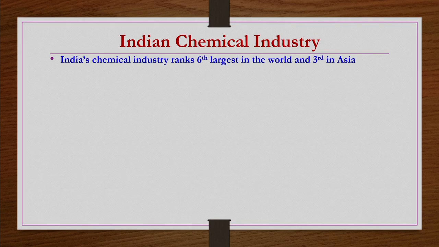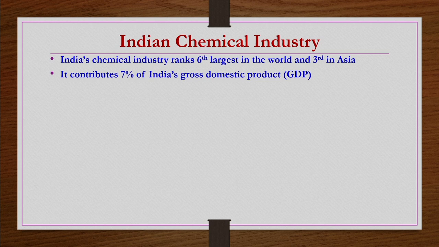Then we will see a few basics of unit processes, followed by unit operations. Indian chemical industry is very huge. It stands 6th worldwide and 3rd in Asia. Such a huge industry is the Indian chemical industry. It contributes 7% of India's gross domestic product, that is GDP. 7% is a huge value. So that gives a picture of how important the Indian chemical industry is for the growth of our country, India.